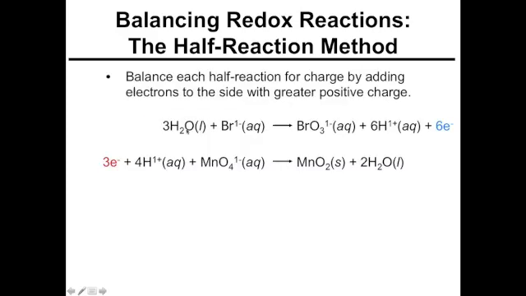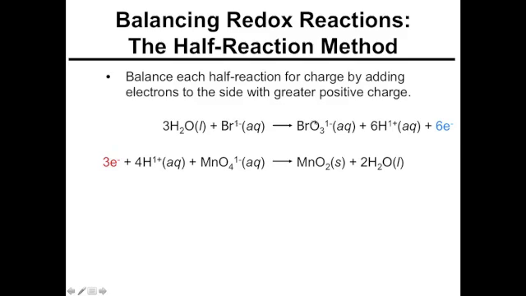Okay. So for my first half reaction, I have my water, which is electrically neutral. My bromine, I have a -1 charge, and I have 1 of those. So my reactant side, I have a total of a -1 charge. On the product side, I have a -1 here, and I have 6 +1 charges. So the total charge on the product side is 6 and a -1, which gives me a total of a +5. So the product side is +5. The reactant side is -1.